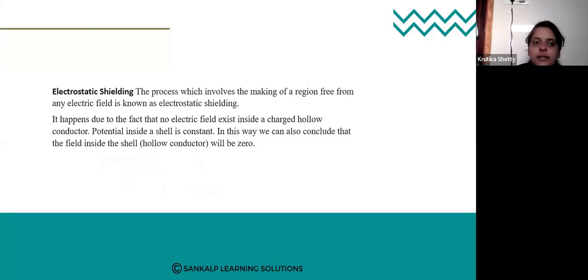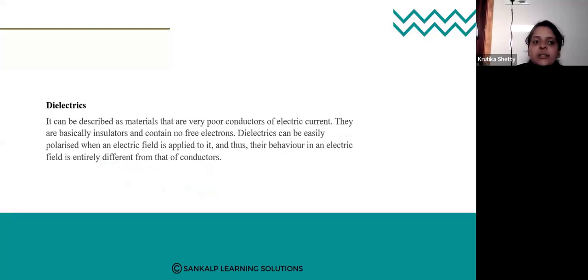Electrostatic shielding. Okay. The next point in this chapter is the dielectrics. So here we have two types of dielectrics, the polar dielectrics and the non-polar dielectrics. So first, let us understand what dielectrics are.